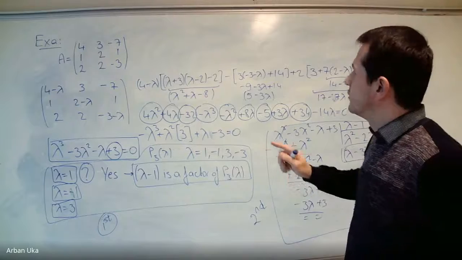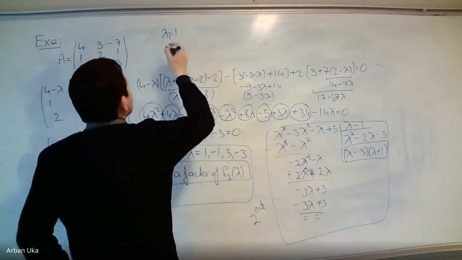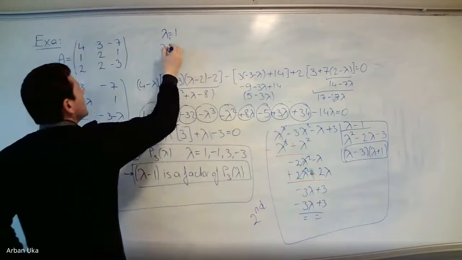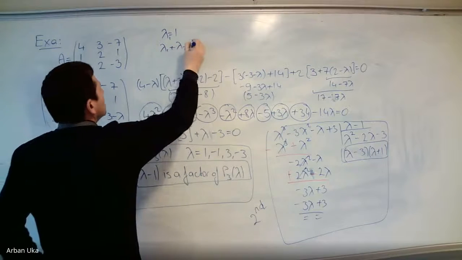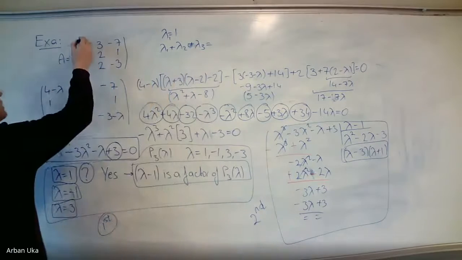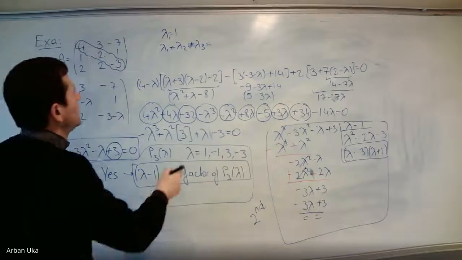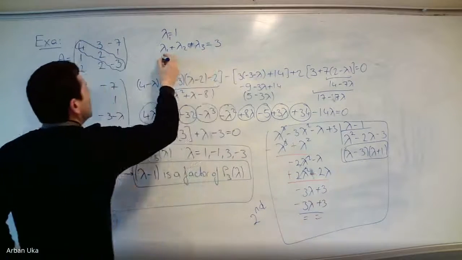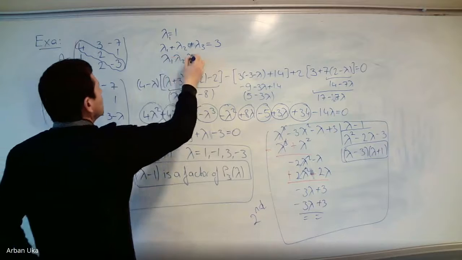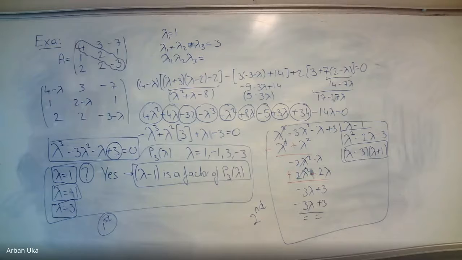The third one, which is a result of this, we can do the following. We found one lambda, which is lambda 1 is 1. Then we have lambda 1 plus lambda 2 plus lambda 3 is equal to the trace. What is the trace? The trace is 4 plus 2, 6 minus 3, which is equal to 3. Okay. And then we have lambda 1 times lambda 2 times lambda 3 is equal to the determinant of this matrix.